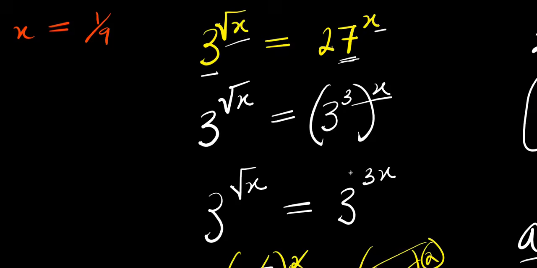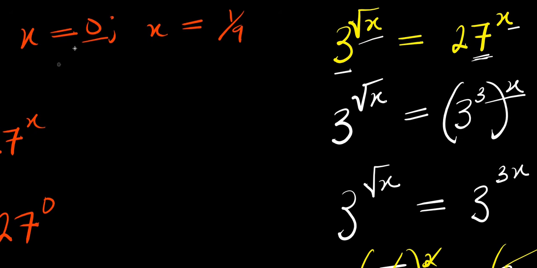So guys, that is it. That means 0 and 1 over 9 satisfy the equation. Thank you and goodbye.